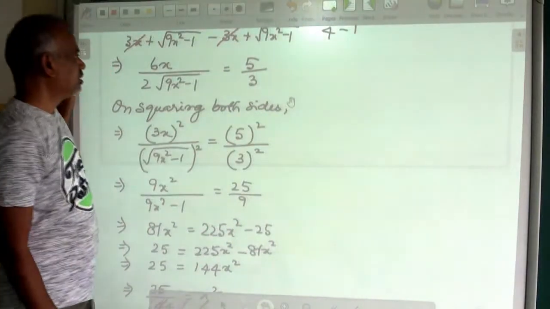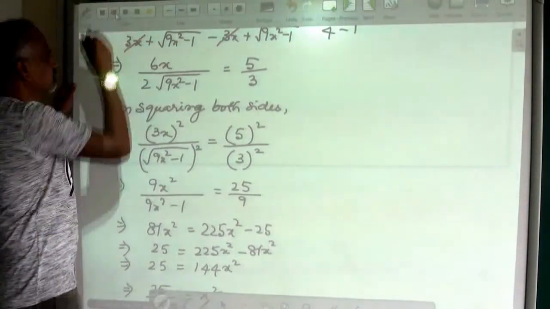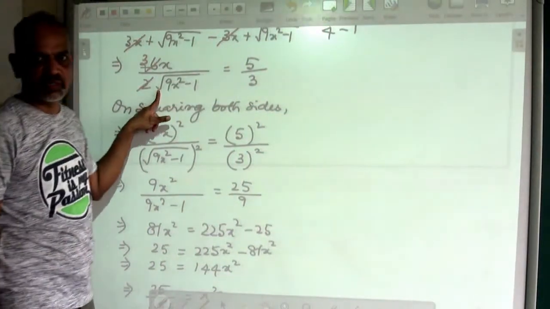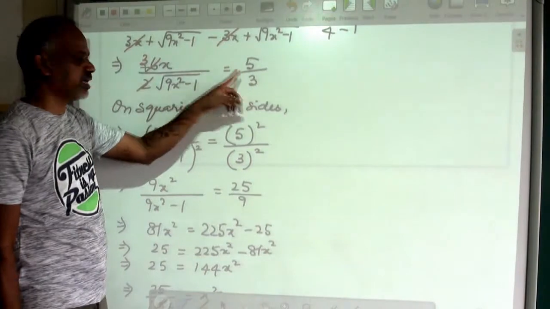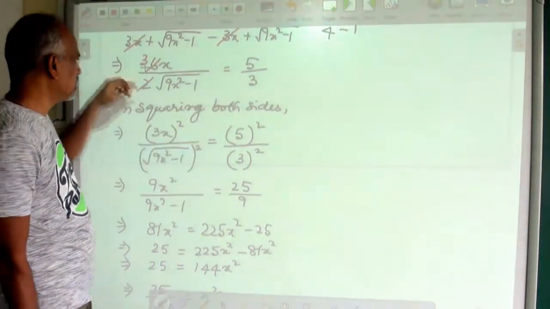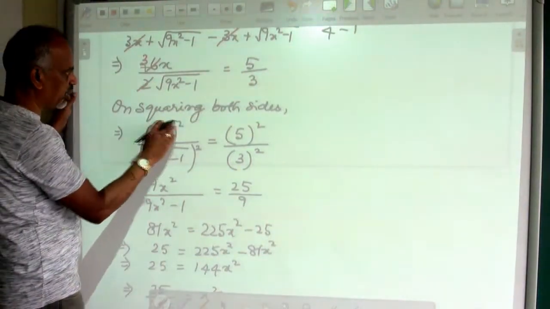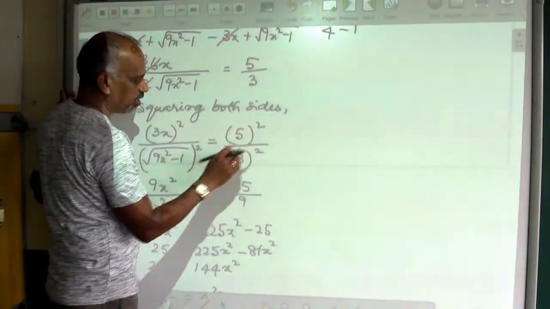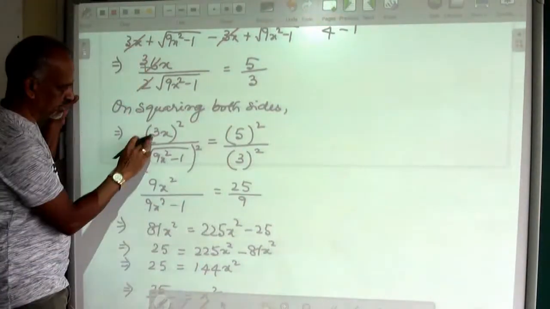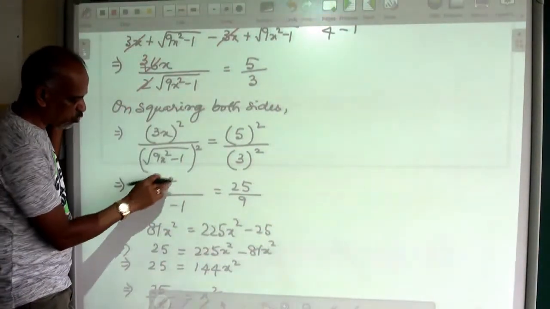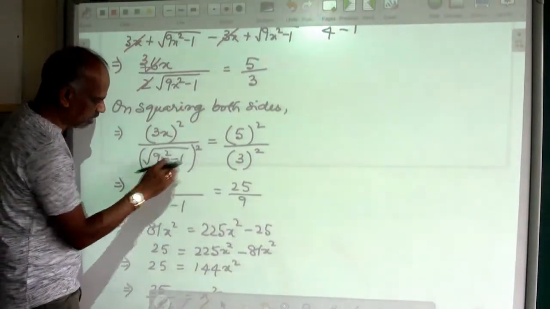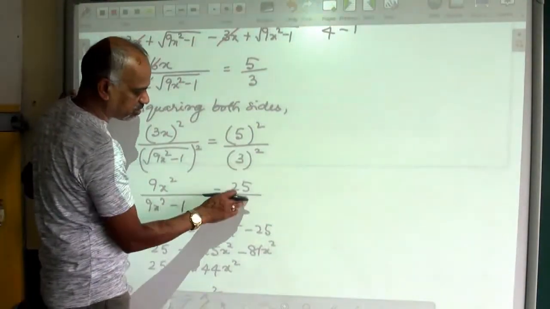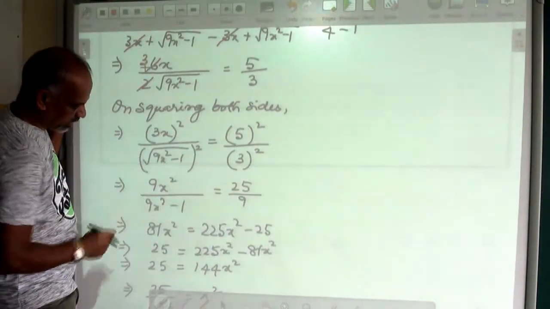And then you can also cancel this, 2 and 6 goes thrice. You need to remove this square root. So to remove the square root, you have to square both sides. So on squaring both sides, if you square 3x, 3x whole square, root over 9x squared minus 1 whole square is equal to 5 squared divided by 3 squared. 3x if you square, you will get 9x squared. Here the square root and the square gets cancelled, that is 9x squared minus 1 is equal to 5 squared is 25, by 3 squared is 9. And then you cross multiply.